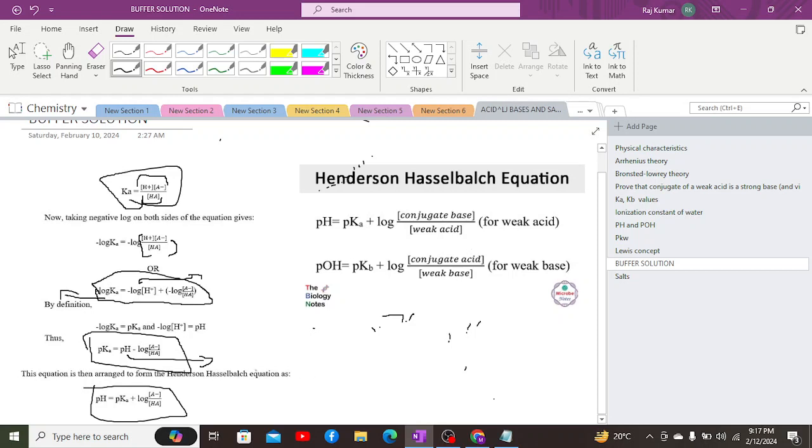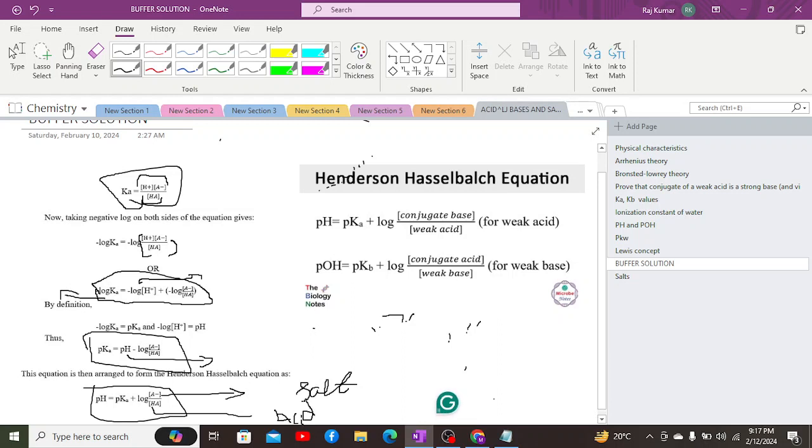Likewise, A represents the salt, and HA represents the acid, the weak acid. So here, this is going to be the salt and this is going to be the acid.